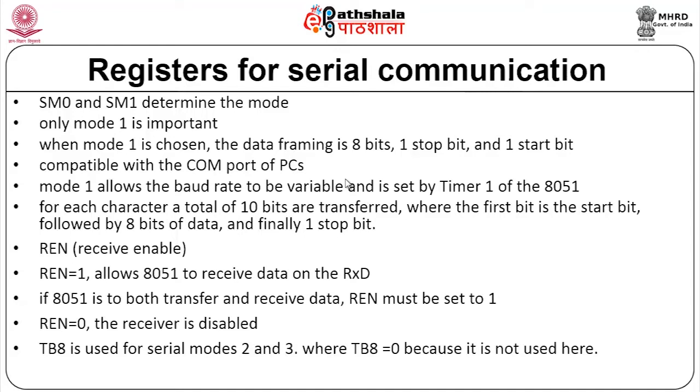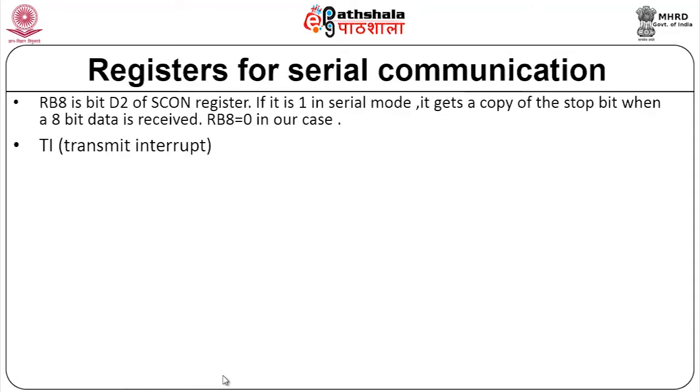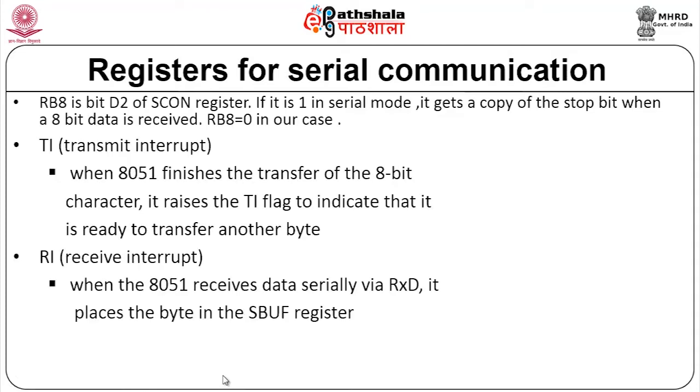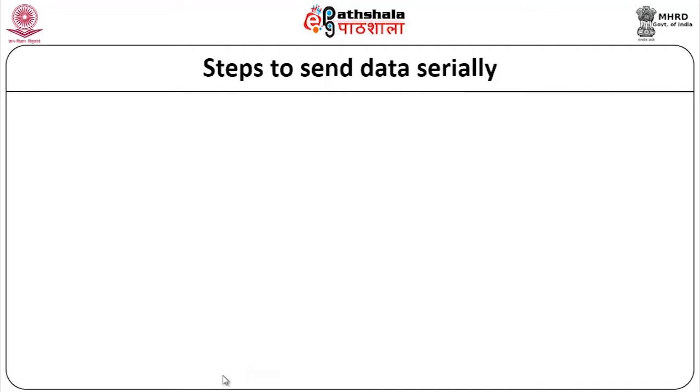So this will be compatible with the COM port of PCs, and it is supported by the UART of 8051. We have to set REN, receive enable, and if it is 0, we can't receive serial communication data. So this TB8 and RB8 will not be used much. TI, transmit interrupt, is set by the hardware, and RI, receive interrupt, is also set by the hardware when we have received the data completely from outside. So these two are very important.